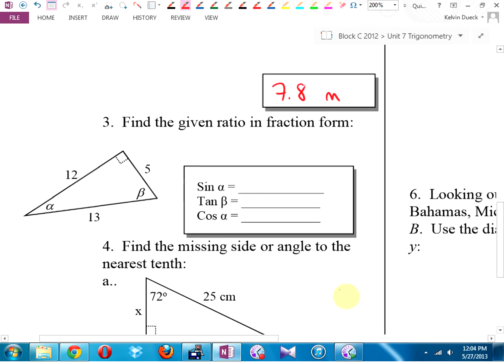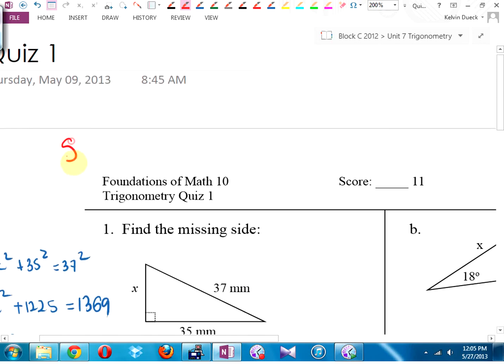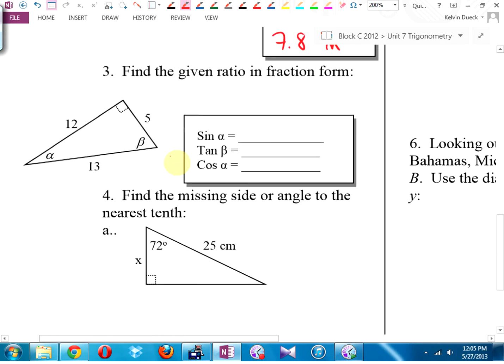Find the given ratio in fraction form. I would have done this if I was actually writing this quiz right away. It cuts down on my thinking. Sine is opposite over hypotenuse. 5 over 13. 1 mark.